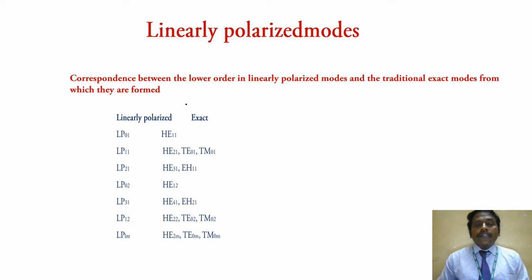Okay, then we can represent the linearly polarized modes by values. The corresponding hybrid mode value for each linearly polarized mode is given. So the correspondence between the lower order linearly polarized modes and the traditional exact modes is given. For example, LP01 is linearly polarized, and the corresponding exact one is HE11. Similarly LP11, LP21, LP02, LP31, LP12, and so on. The exact mode is a combination of electric and magnetic field, so we call this a hybrid mode.